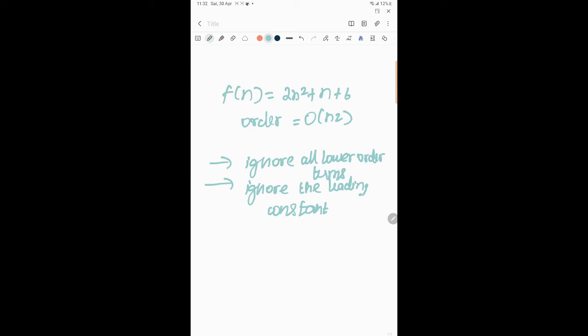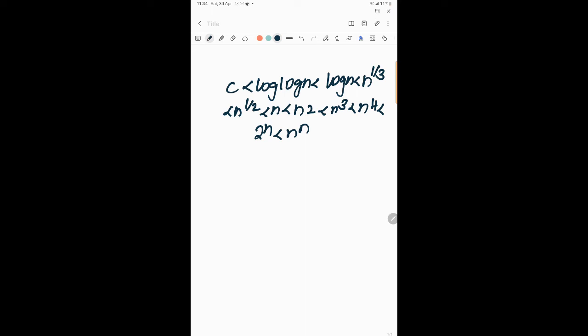So how do we know which terms are lower order? We have a statement arranged from ascending to descending order, and let me give you the statement. This is a general statement. The order of a constant, O of 1, is less than log of log n, which is less than log n, which is less than n power 1 by 3, which is less than n power 1 by 2, and less than n, which is less than n square, n cube, n power 4, 2 power n, and finally n power n.